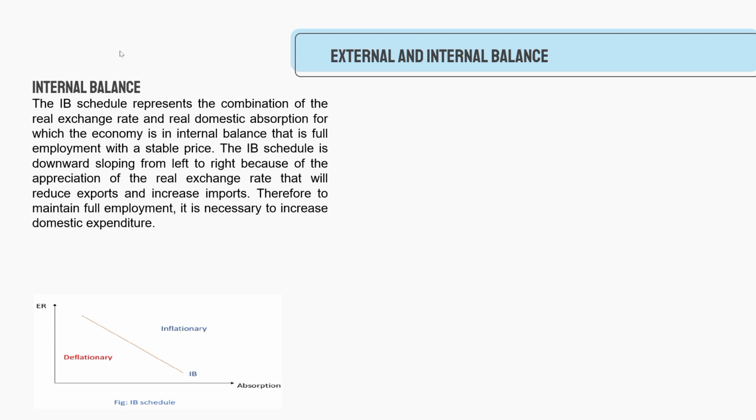Also, you can see on the diagram that on the left side of the IB schedule there is a deflationary pressure, and on the right side there is an inflationary pressure, because for a given exchange rate, on the right side there is greater domestic expenditure than required to maintain full employment. Also, on the left side the expenditure is lesser than required to maintain full employment.